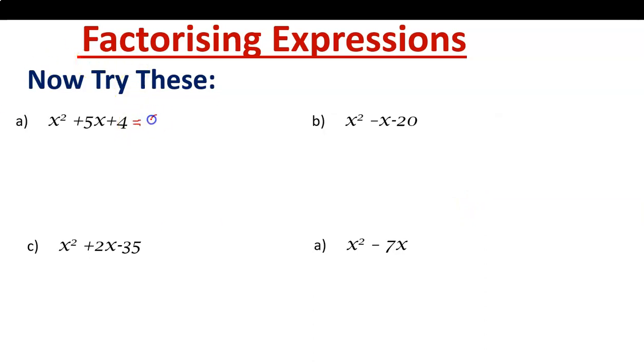This one, two numbers. When I times them, they give me 4. When I add them, they give me 5. The two numbers that give you 4 and 5 are 4 and 1. Add them together is 5. Times them together is 4.